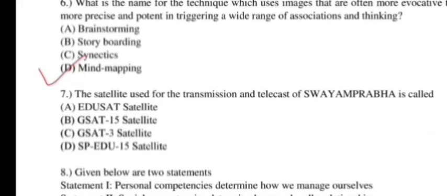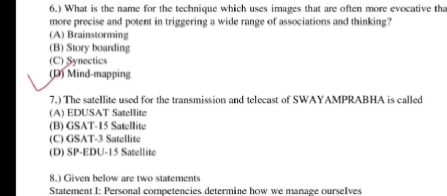Number 7 says, the satellite used for the transmission and telecast of Swayam Prabha is called what? A, B, C, D: EDUSAT satellite, GSAT-15 satellite, GSAT-3 satellite, SPEDU-15 satellite. It will be GSAT-15 satellite.